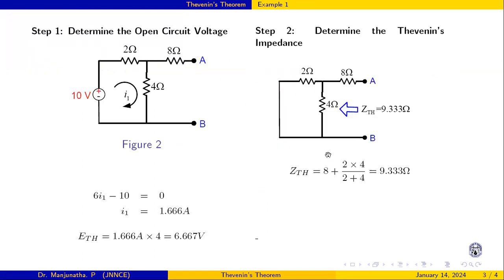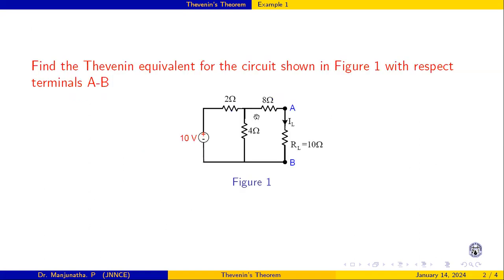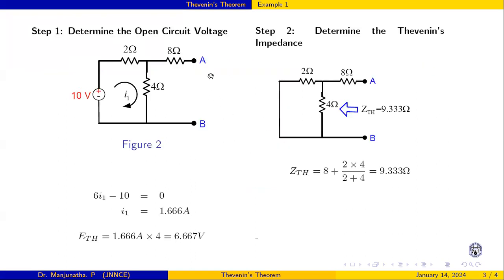So step 1 is to determine the open circuit voltage across these two terminals. Remove the load, whatever load is connected. The first step is to remove this load. When we remove this load, then determine the open circuit voltage across these 2 points, that is AB. So we have to find the potential difference between these 2 points AB.